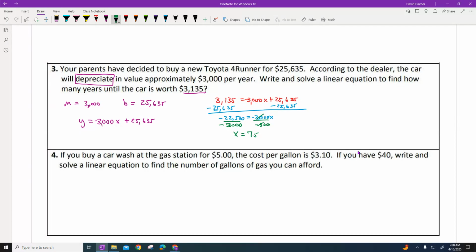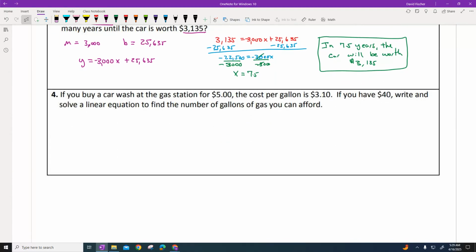Something's wrong. Okay? So in 7.5 years, here's my unit, years, the car will be worth $3,135. Okay, so answer your question very clearly. Sorry about that. I should have known depreciation meant down 3,000.